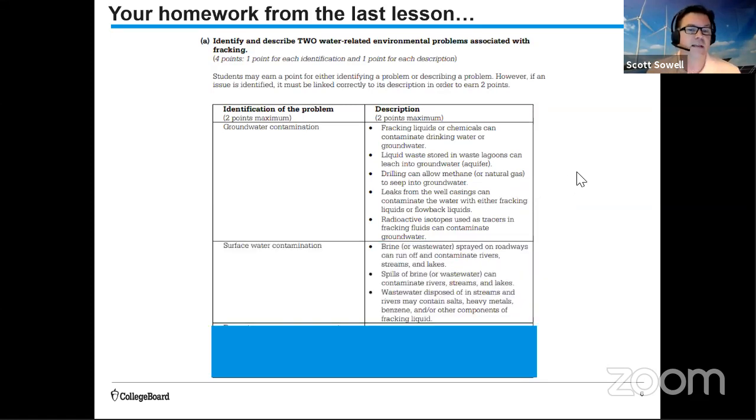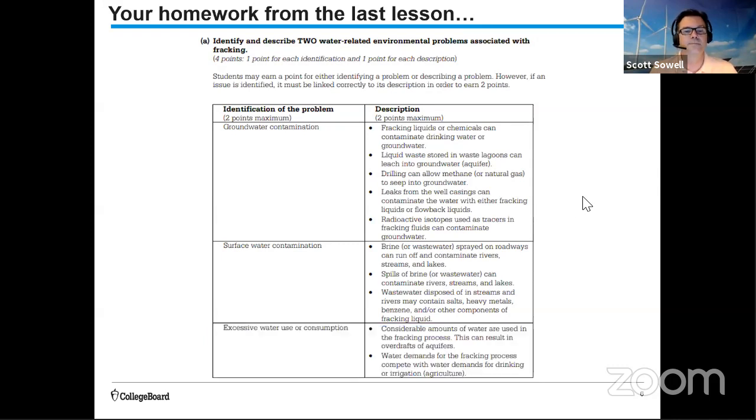Or you could have put those same or similar issues with surface water, some of those contamination of the wastewater getting into streams or lakes or ponds. And then finally, you could have put just the amount of water used. That's a lot of water that is being used during the fracking process. So we could kind of look at unsustainable over-withdrawal use of aquifers there. So all water related, groundwater, surface water, just too much. And that's worth 4 points, 2 for each of the identifies and 2 for the descriptions.